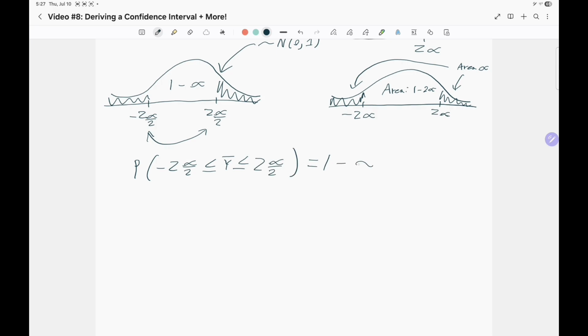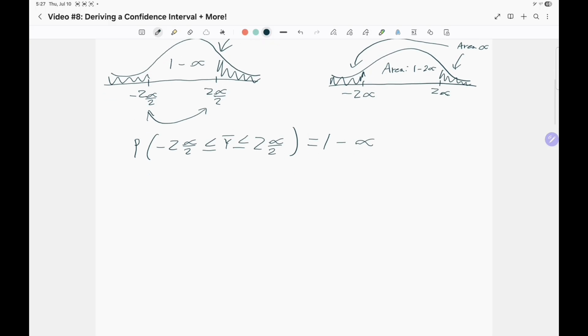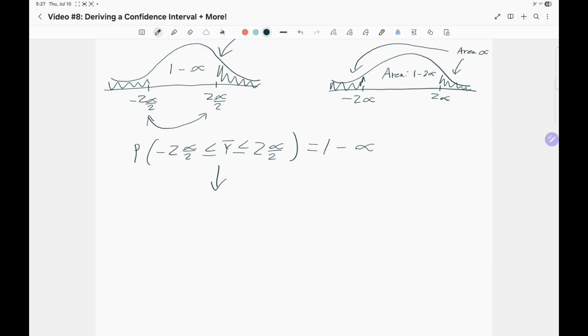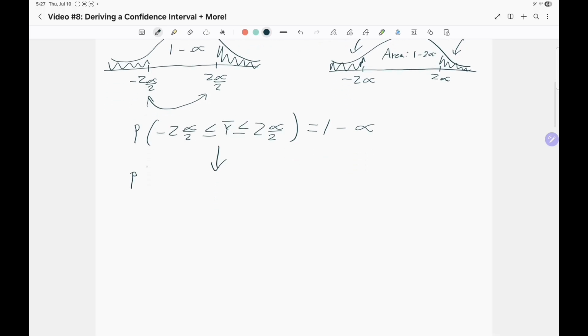1 minus alpha. The probability that we're within this region is 1 minus alpha. But we don't really care about the sample mean. We want a confidence interval for the population mean. So we're going to standardize, which makes sense because we're using, obviously, the standard normal distribution. So that makes sense why we're doing that.